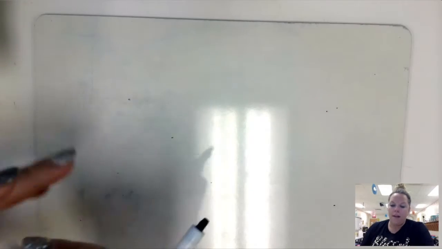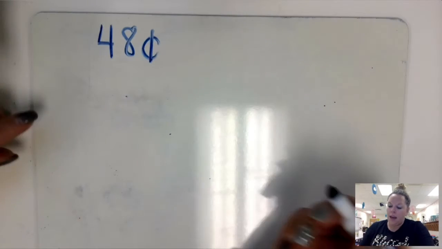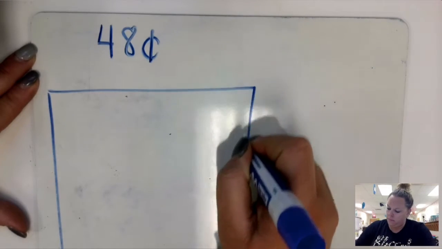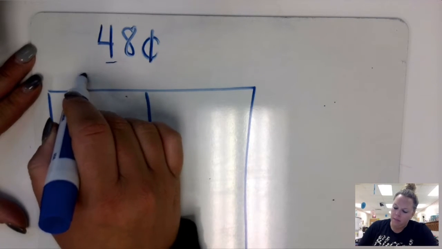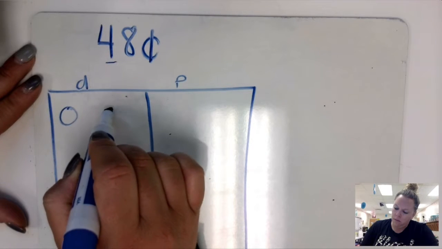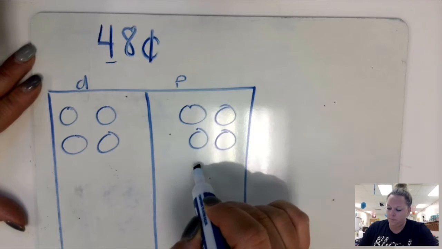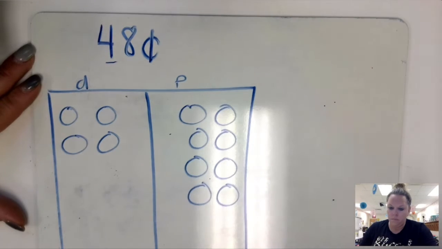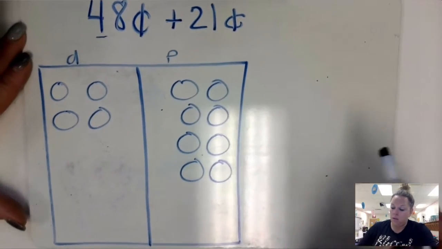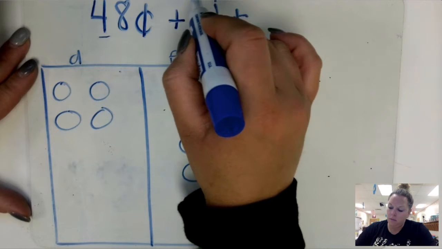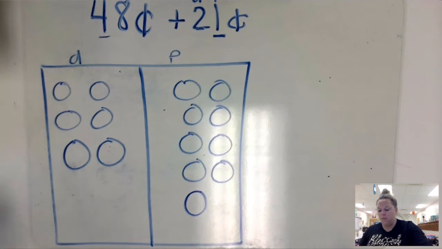Okay, what if I have 48 cents? Well, I'm going to have 4 dimes and I'm going to have 8 pennies. And I'm going to add 21 cents to it. So I'm going to add 1 more penny and I'll add 2 dimes. So 1 penny, 2 dimes.